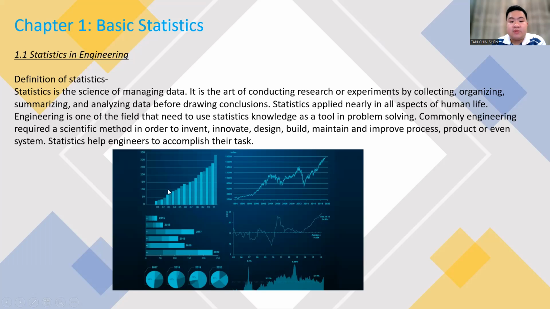So these are the types of statistical graphs: the bar chart, then the line chart, then the pie chart, and then there are a lot of other examples.